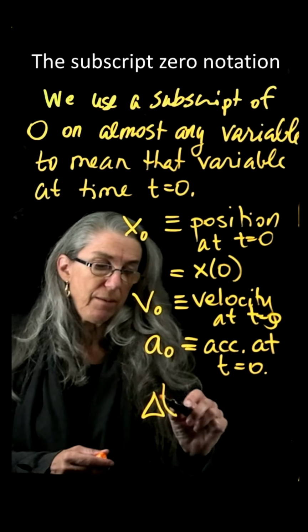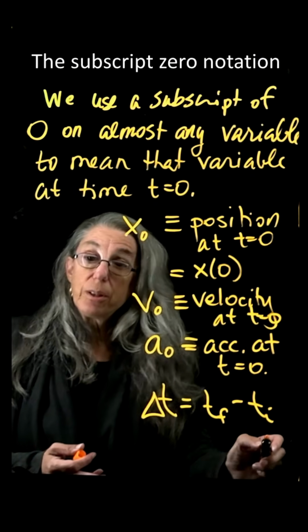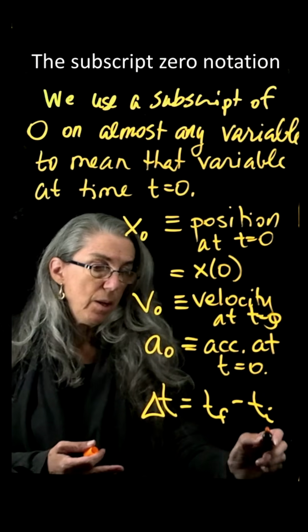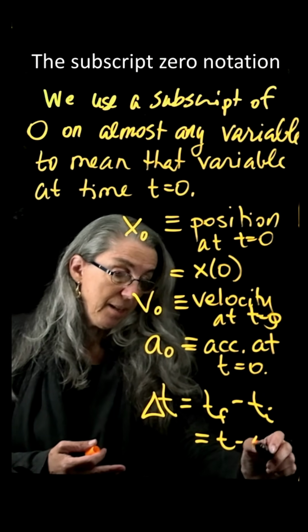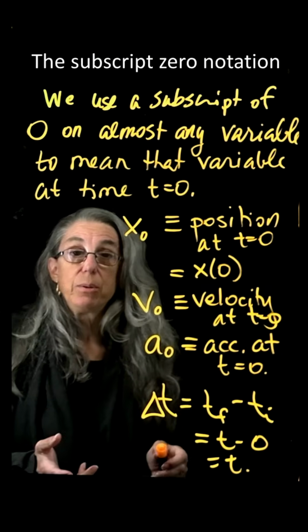A delta t comes up a lot in physics. Delta t, which is normally written as t final minus t initial, if you start your stopwatch when t equals 0, becomes t minus 0, which is just t. So you can shorten the time interval to just t. That's something that we do a lot. You also can shorten other intervals, or at least write them differently.